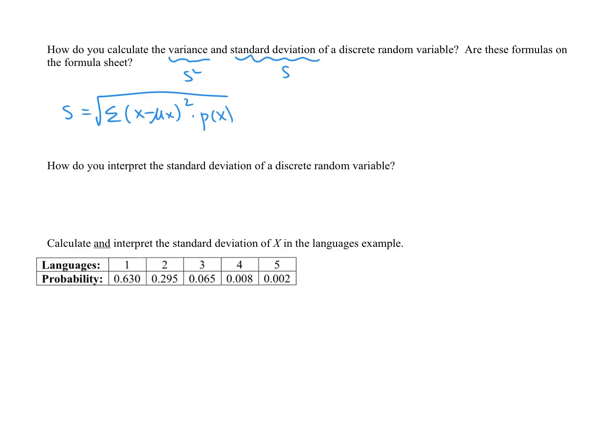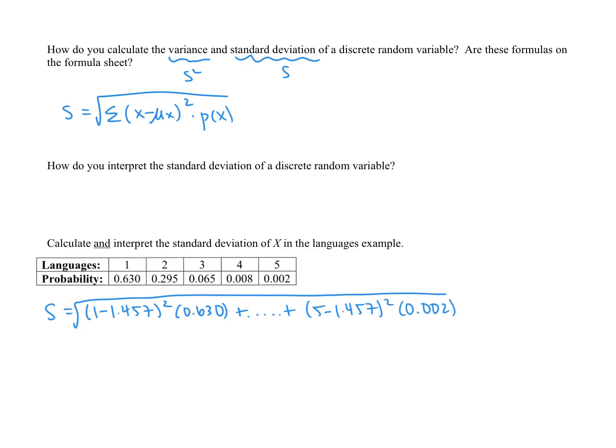Okay, so if we use that formula for the languages data that we have right here, take the first X value, which is 1, subtract the mean, square it, multiply by the associated probability, and we would do that for all the terms. So the last one is 5, subtract 1.457, squared, times 0.002. That's variance though, so we would take the square root. That should be available on your calculator.